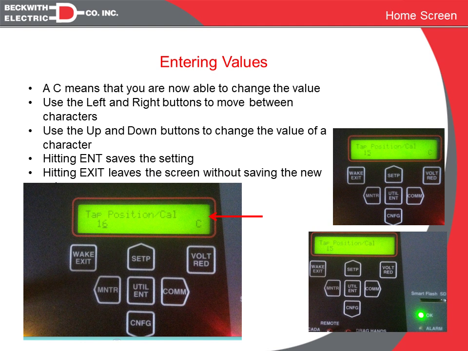So that is basically how we're going to enter any value. Once we get to a value via the navigation screens, if we want to change it, we're going to hit the enter button. We may have to enter a password depending on the value. Once we get that in, we should see the solid C. Then we can scroll and get on the characters we want to change. Go up and down to change the values. Then if we hit the enter again, it'll save the value. If we hit the exit, it will not.